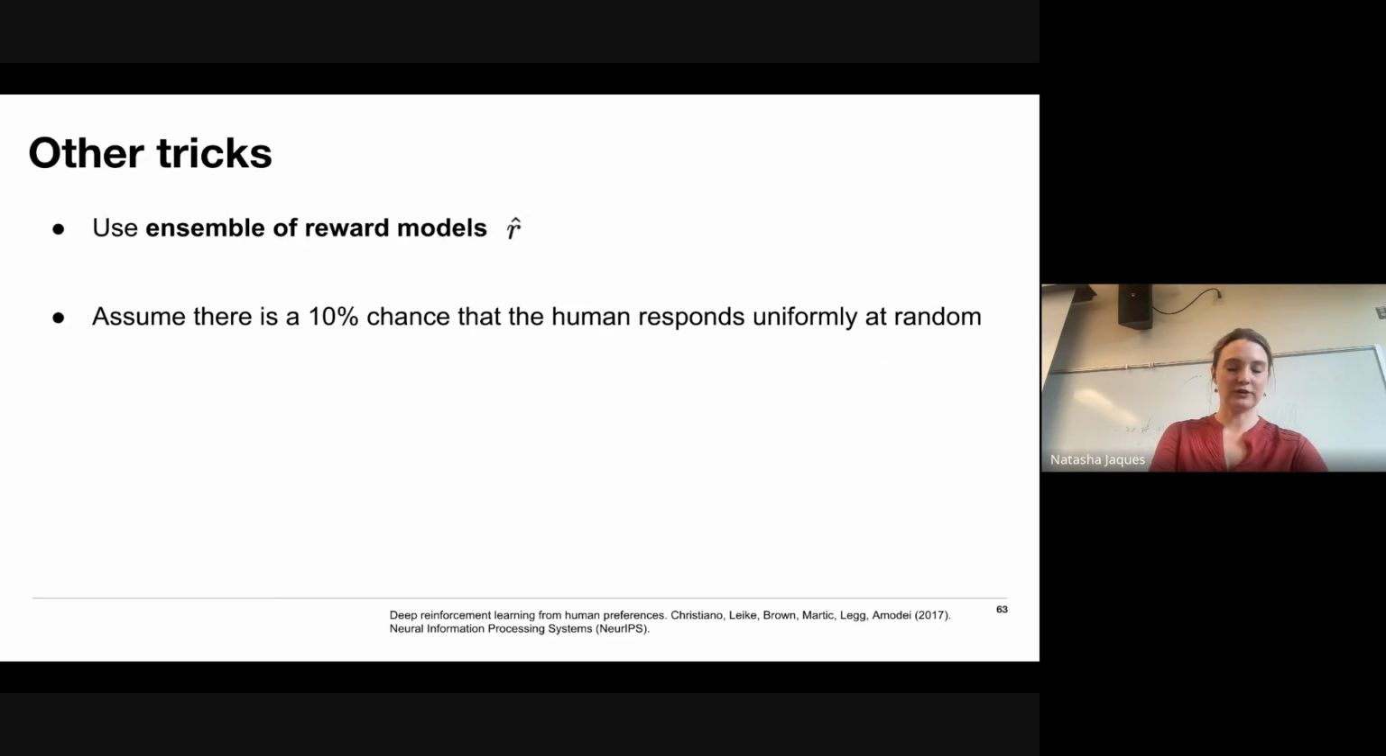They do a bunch of other tricks to get this to work. So they use an ensemble of reward models, and they also assume there's a 10% chance that the human responds uniformly at random. Why do they do that?